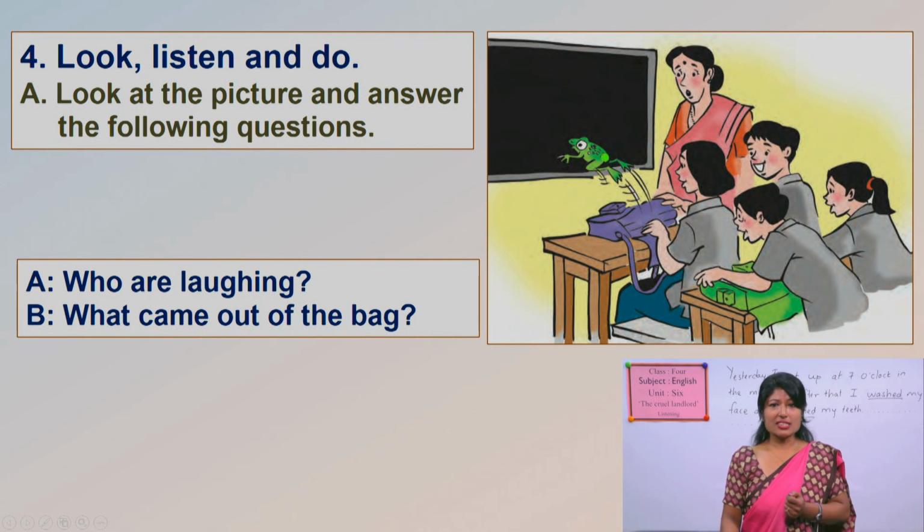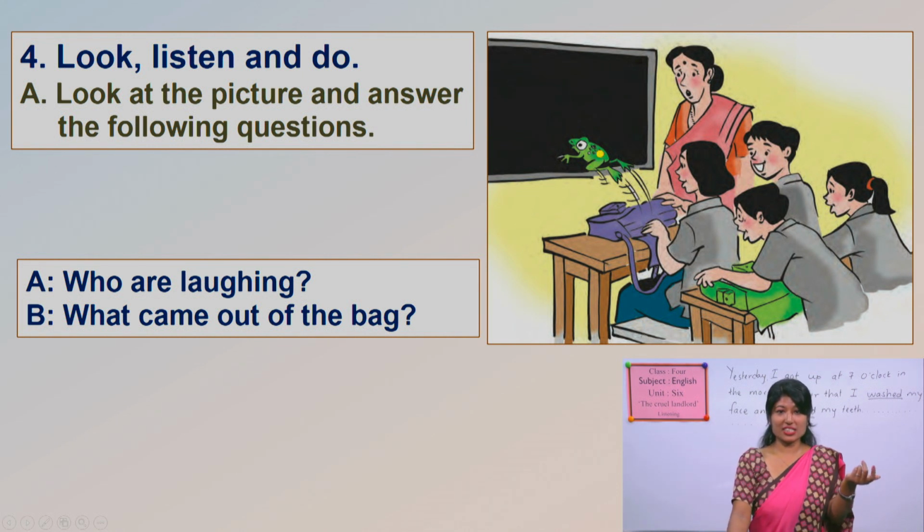And then what is this? Can you imagine what this is? Actually, no need to imagine. What is this? A frog. And it seems that it came out of this bag, right? A frog came out. And what are these boys and girls, the students, doing? They are laughing, right?